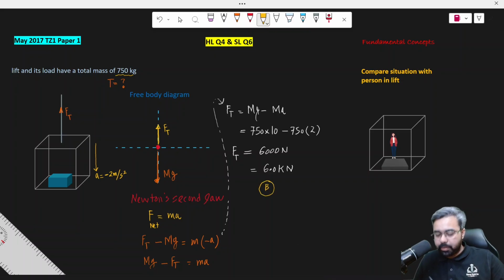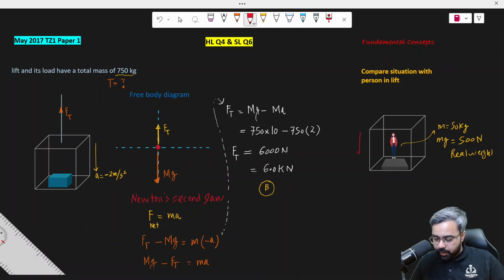Now let's quickly compare this situation. For example, if her mass is 50 kg, her mg value should be equal to 500 newtons. That is called the real weight. Now if she is in an elevator and the elevator is accelerating down with negative 2 meters per second squared, then the bottom scale, this weight measuring machine, will not read 500 newtons. Apparently, her weight will be decreased. And how much is that?